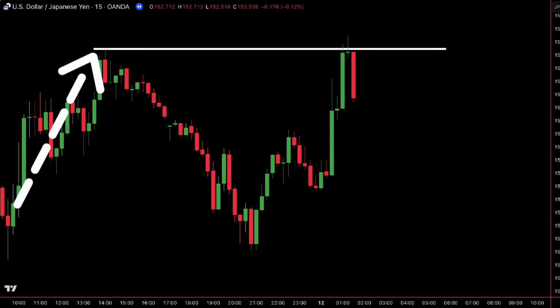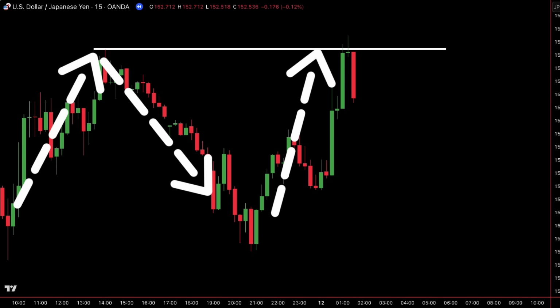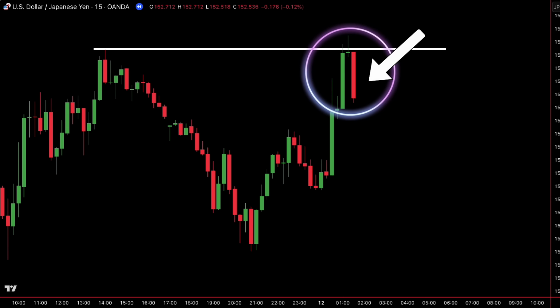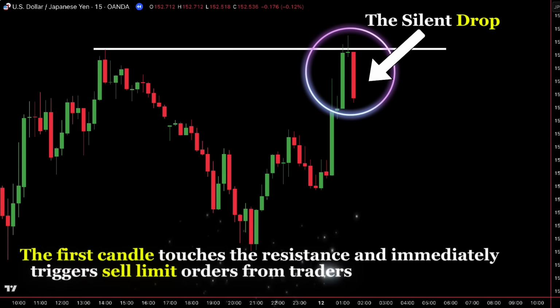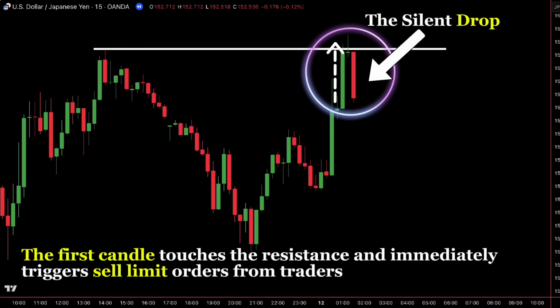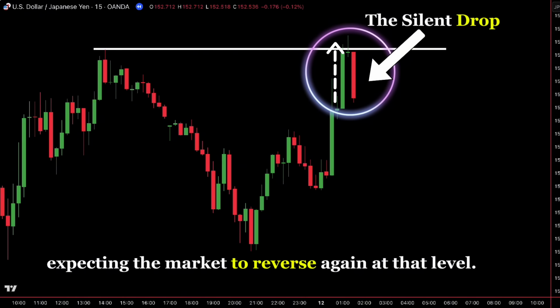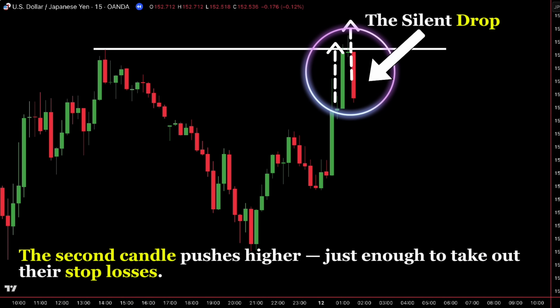The market pushes up, hits this level and pulls back, forming a clear resistance zone. Then price goes up again and taps that same level, but this time something different happens. The silent drop pattern forms. Here's how it plays out. The first candle touches the resistance and immediately triggers sell limit orders from traders, expecting the market to reverse again at that level. The second candle pushes higher, just enough to take out their stop losses.